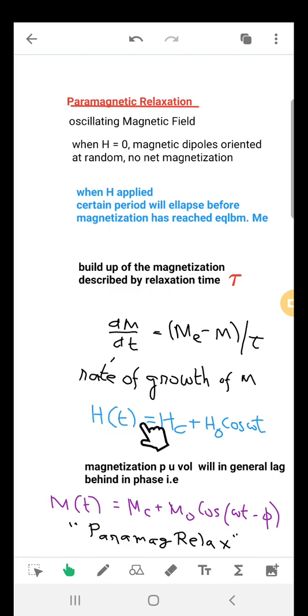The magnetic field varies sinusoidally. However, due to this lag, the magnetization per unit volume will generally lag behind in phase. So if the field is cos omega t, the magnetization is cos(omega t minus phi). This is what is known as paramagnetic relaxation.